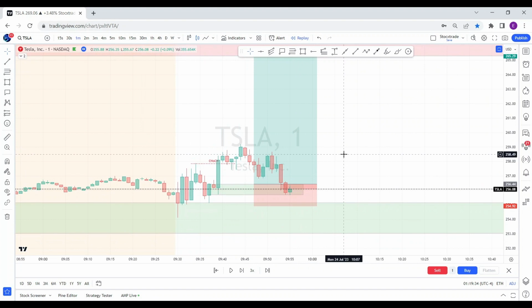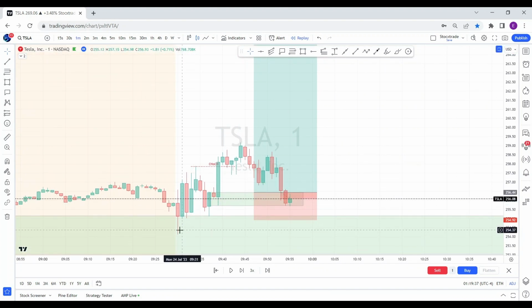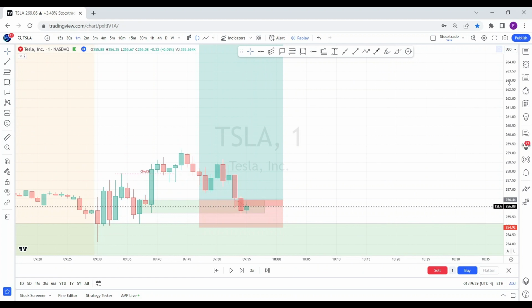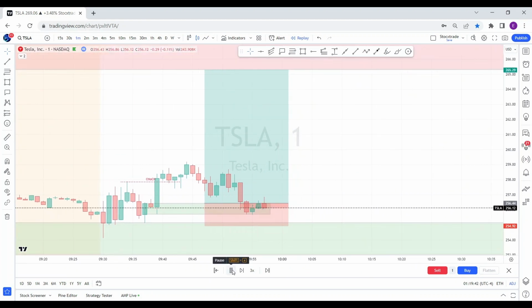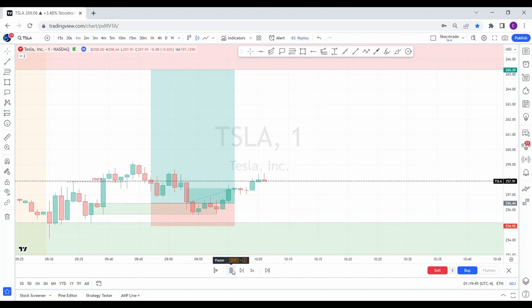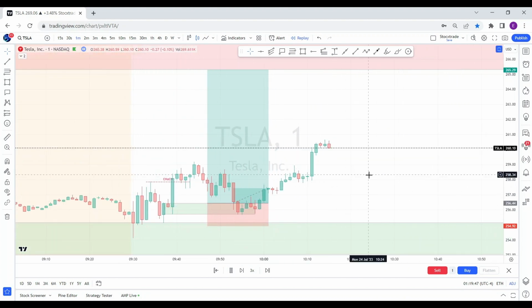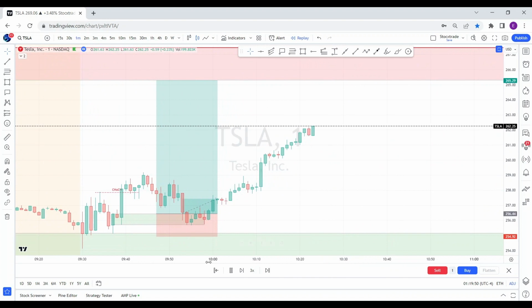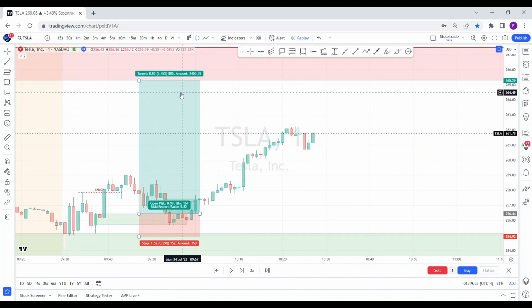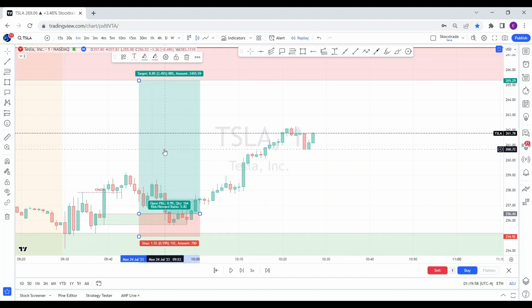Now you got the entry. Okay, for the safe side you can place the stop loss below it, but in that case your stop loss will be too big. So you need to get out here, for the safe side. And even if you get out there, it will be $8.85 from the range of 255.18 to 265.30. Okay, let me play it again for you.